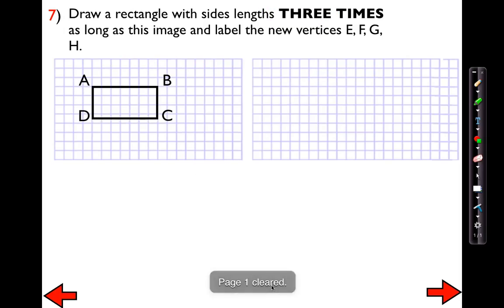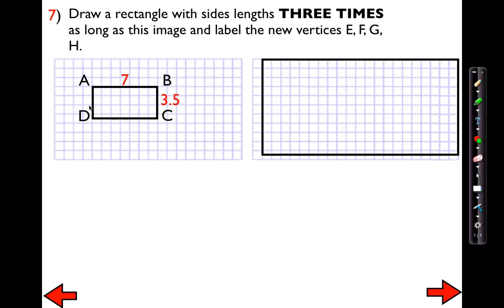So number 7, it says draw a rectangle with side lengths 3 times as long as the image and label the vertices E, F, G, H. I keep forgetting the H. So first and foremost, it's important to label the lengths. So right now, the length is 7 and the height is 3.5. So the new length is going to be 21 because we're going to multiply it by 3 because that's what 3 times means. And 3.5 the height by 3 as well.